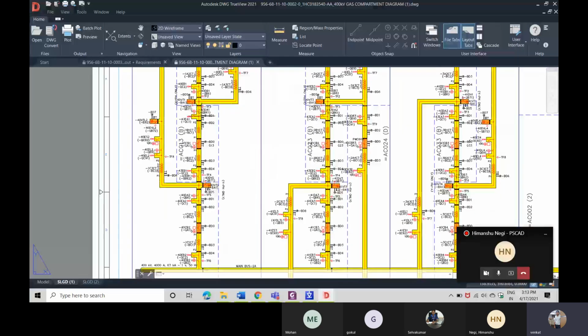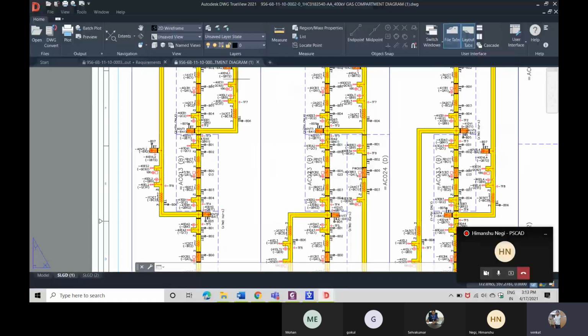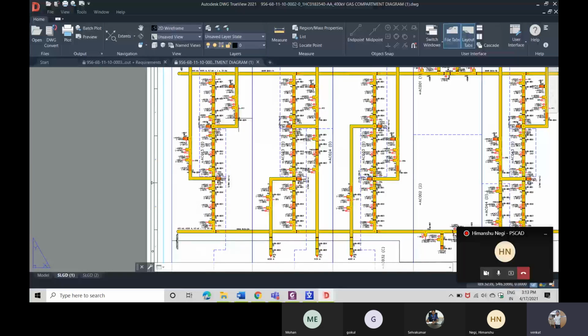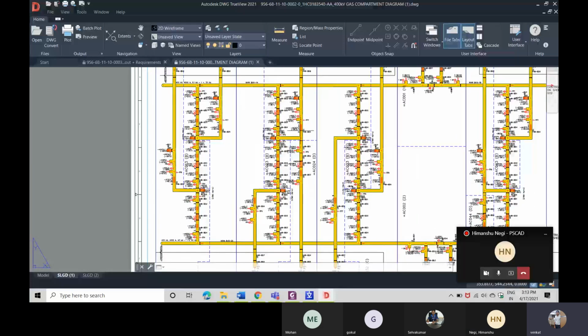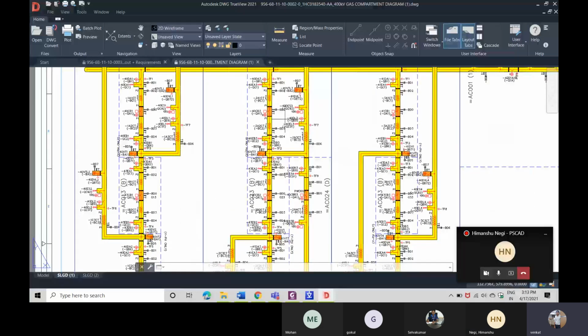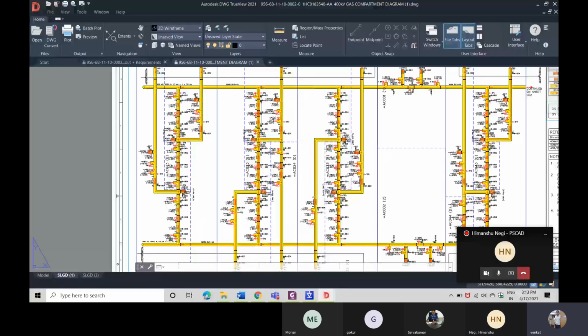For that, we have to get the gas line diagram from them. Okay, this is how the gas line diagram looks. Can you see this? This is a 1.5 breaker scheme. This is one breaker, this is one breaker, and this is one breaker. This is generally a 1.5 breaker scheme.